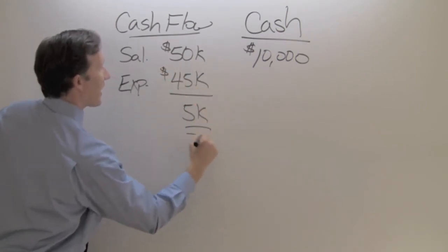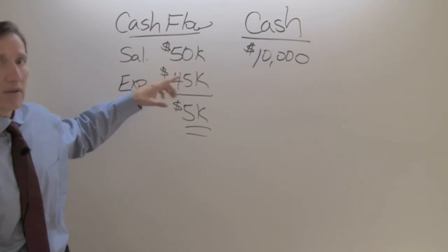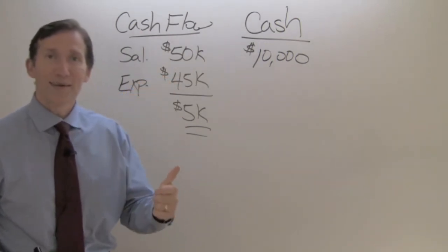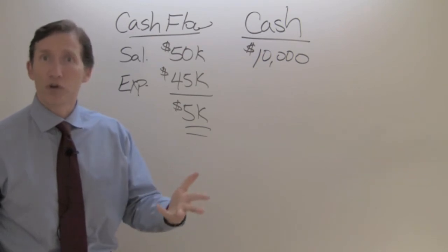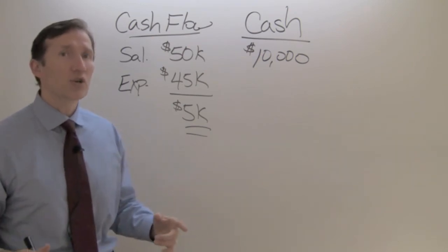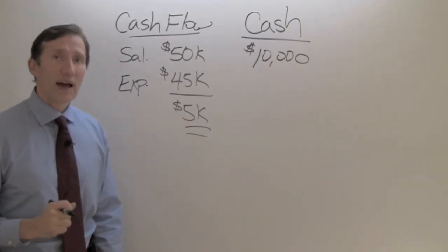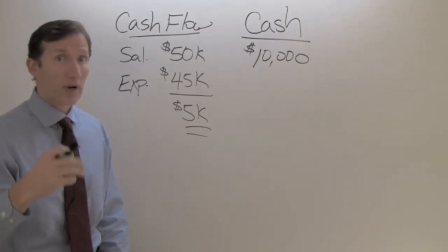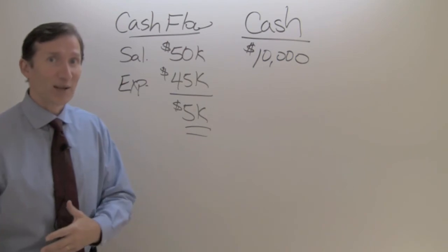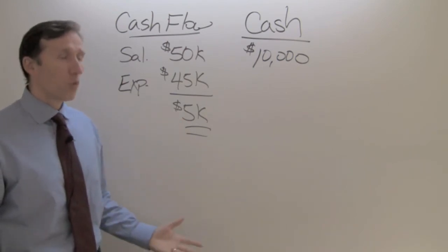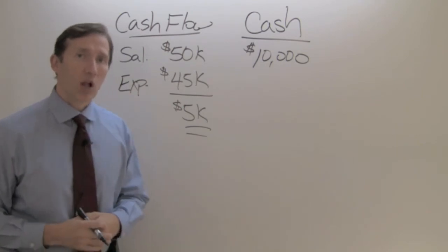That $45,000 represents everything that it costs you to live: your rent, your house payment, your car payment, your food, your utilities, everything that it costs you to live over the course of a year. At the end, you have $5,000 left over from your salary and your living. What could you do with that $5,000 that's left over?